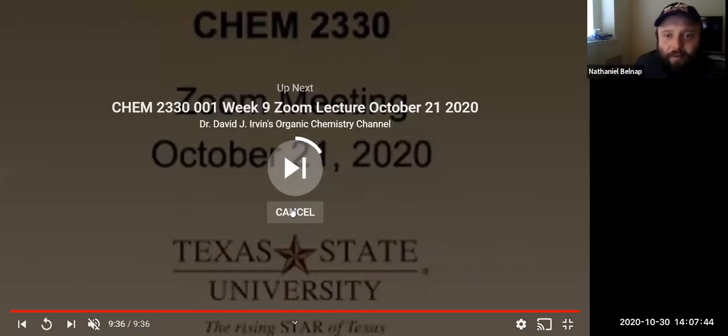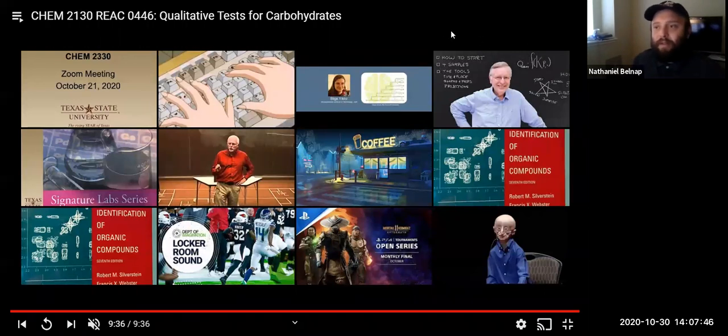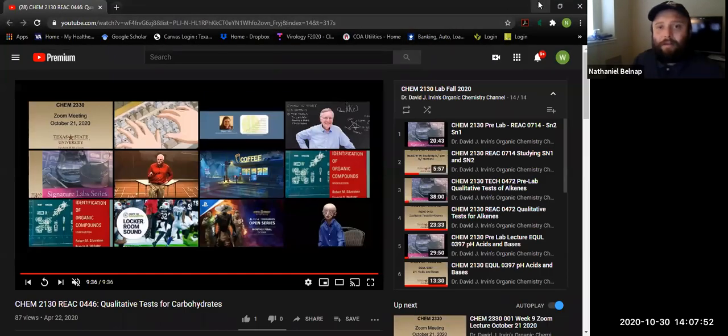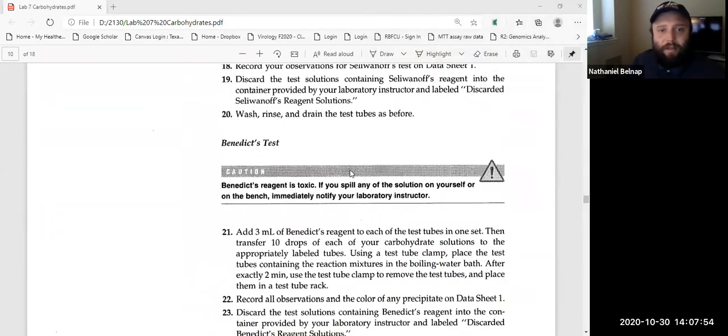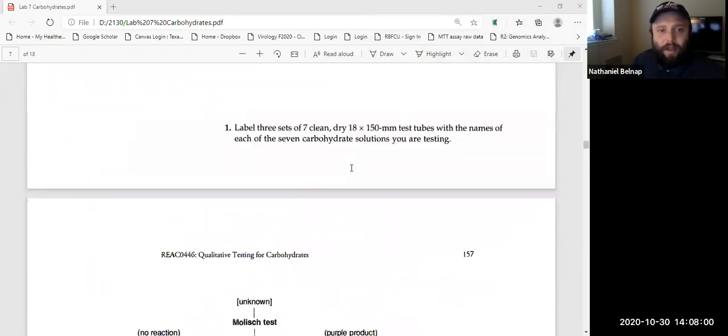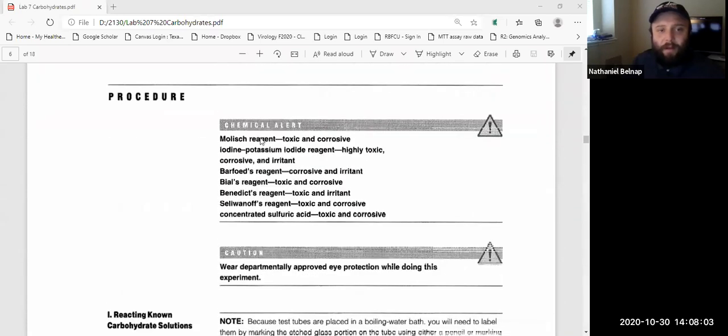Okay, so did that make sense to everybody? Kind of. All right, another thing I want to talk about with you guys are some of the hazards of the lab. So the Molisch reagent is toxic and corrosive. The iodine potassium iodide reagent is highly toxic, corrosive, and an irritant. The Barfoed's reagent is corrosive and an irritant. Biuret is toxic and corrosive. Benedict's is toxic and an irritant. Seliwanoff's is toxic and corrosive.